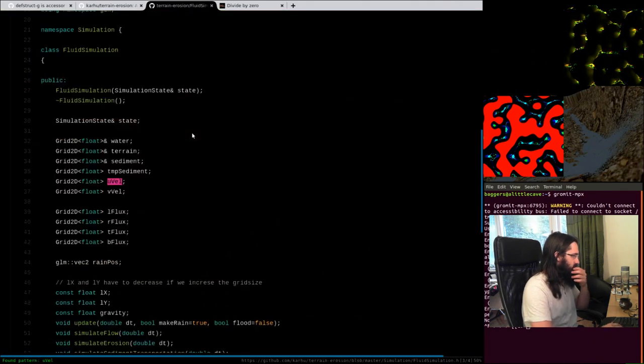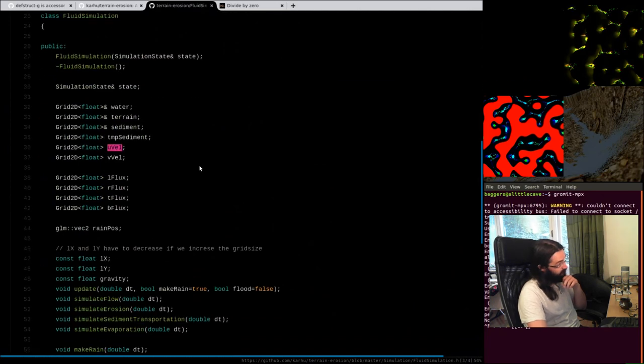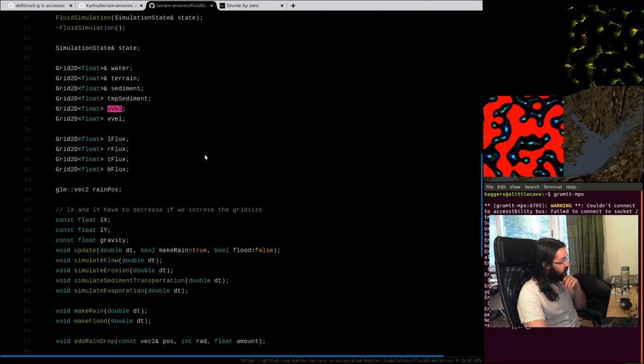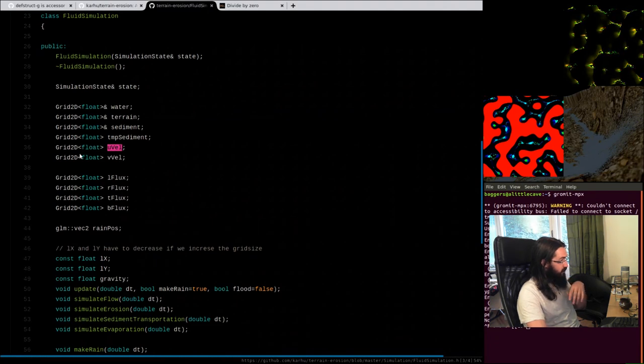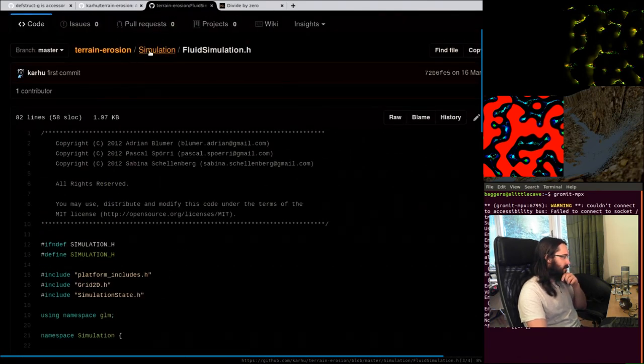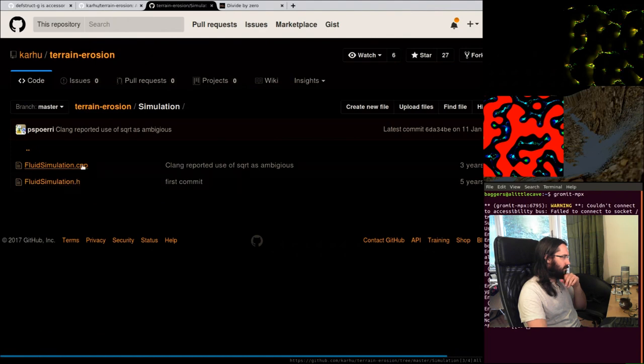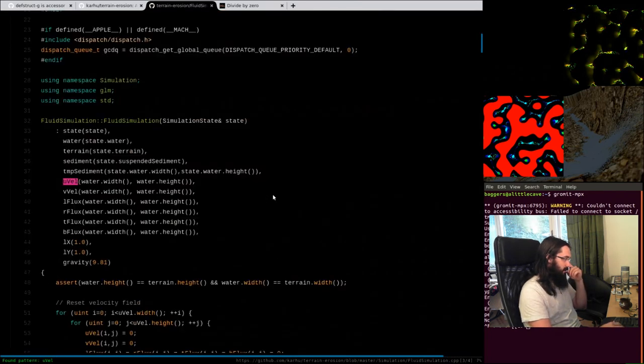Let's look at the header files. Okay, so 2D grid of floats, grid 2D float. Okay, so that's U velocity, V velocity. He doesn't seem to be bothering with 3D velocity at all. It's just the 2D velocity, and the components are stored in uvel and vvel, which makes sense. I'm not gonna go and find the CUDA implementation right now because that'll just confuse me even more, but I did find some useful stuff around there at one point.